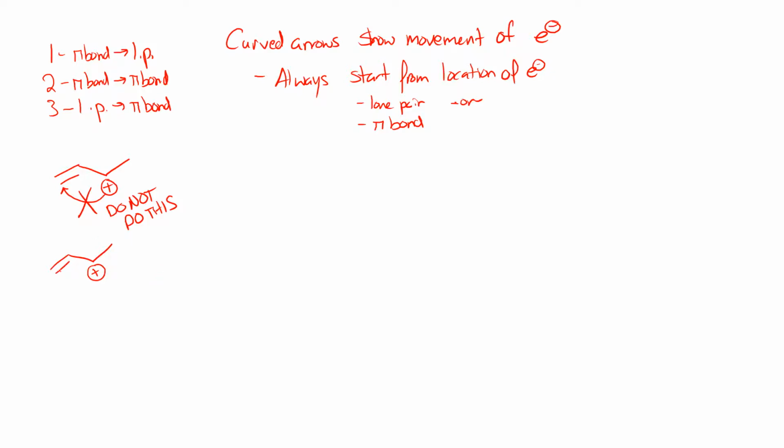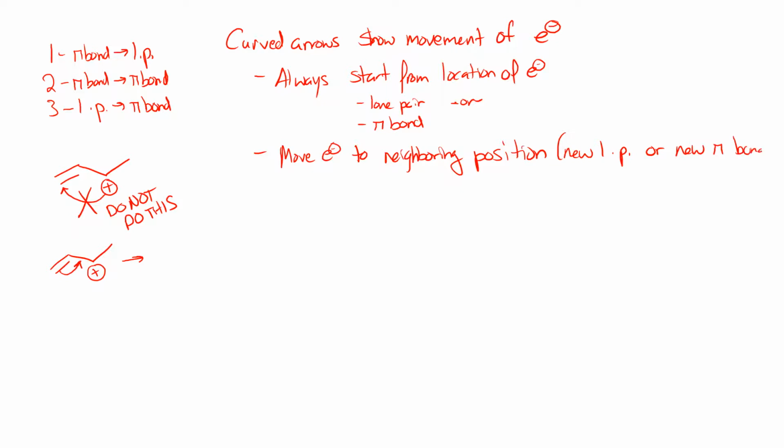Instead, we're going to start from this pi bond. We're going to start our arrow here, and we're going to move our electrons so that they share with the carbocation. And this is kind of rule number 2, which was one that we mentioned in the previous video, and that's always move your electrons to a neighboring position, or a neighboring atom. And notice that we're always going to be making a new lone pair or a new pi bond. If we're making a new pi bond, we move the electrons in between the atoms that we want to make a pi bond between.